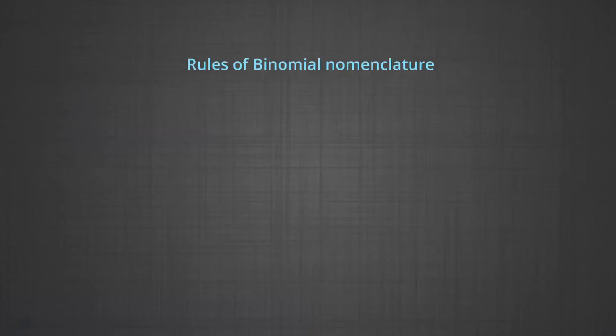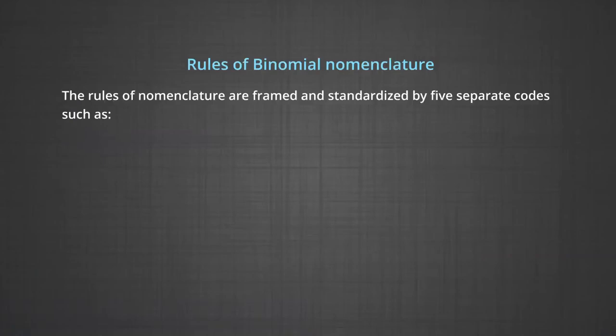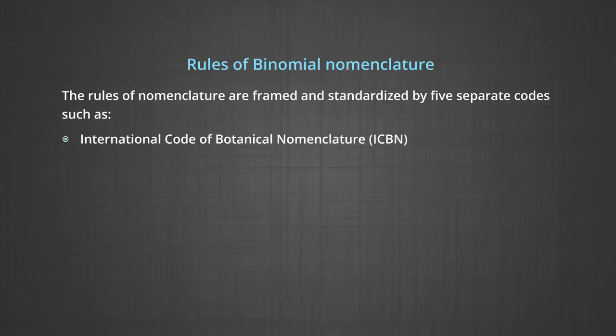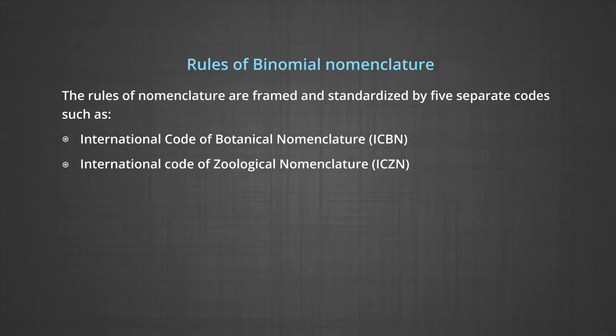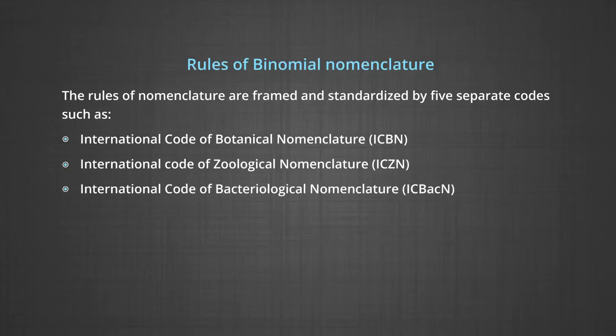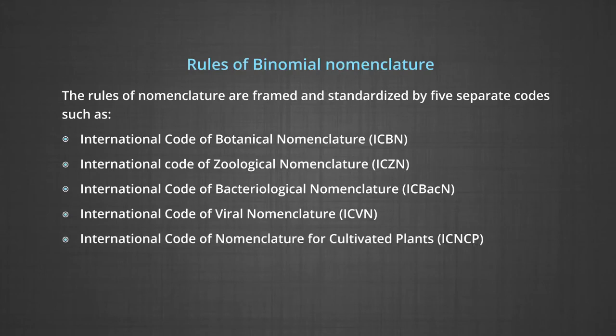The rules of binomial nomenclature. The rules of nomenclature are framed and standardized by five separate codes, such as the International Code of Botanical Nomenclature, also called ICBN. Second, the International Code of Zoological Nomenclature, also called ICZN. International Code of Bacteriological Nomenclature, ICBN, International Code for Viral Nomenclature, ICVN, and International Code of Nomenclature of Cultivated Plants, ICNCP. These codes help in avoiding errors, duplication, confusion, and ambiguity in scientific names.